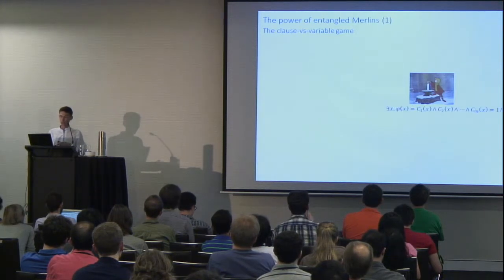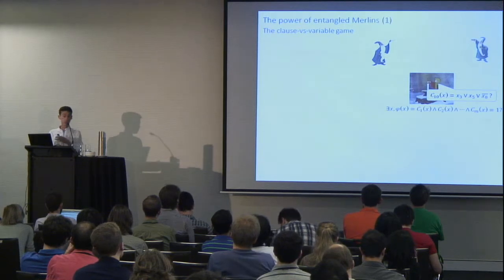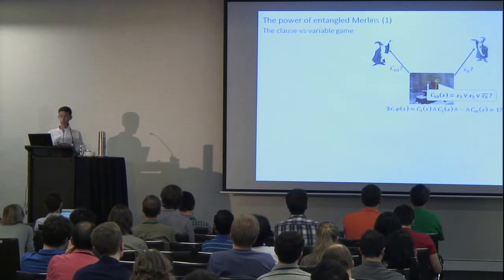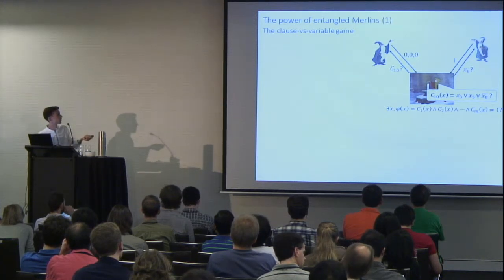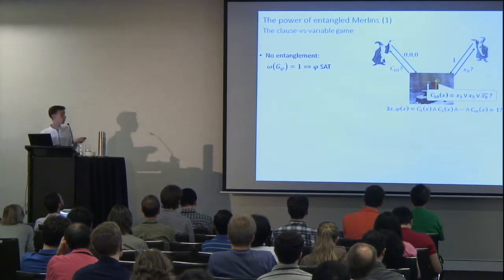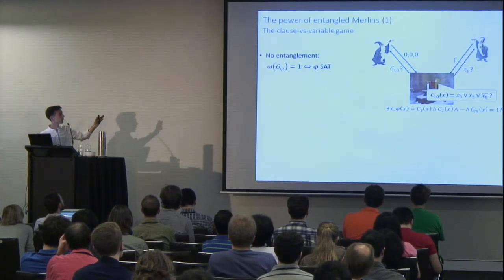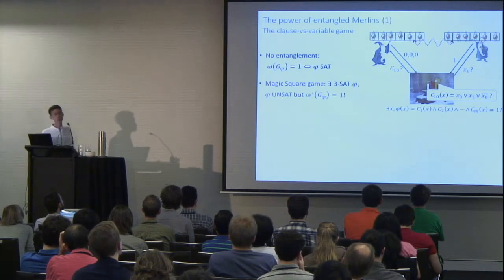Remember the game. So Arthur has a three-SAT formula he wants to check. He picks a clause at random, sends the clause to the first Merlin, one of the variables to the second Merlin, gets answers back, and checks that the first Merlin's answers satisfy the clause and the second are consistent with the first Merlin's answers. And what we saw is that if everything is classical, there's no entanglement, then the game has value 1 if and only if the formula is satisfiable. Now I give entanglement to the Merlins. What happens? Well, this breaks down.